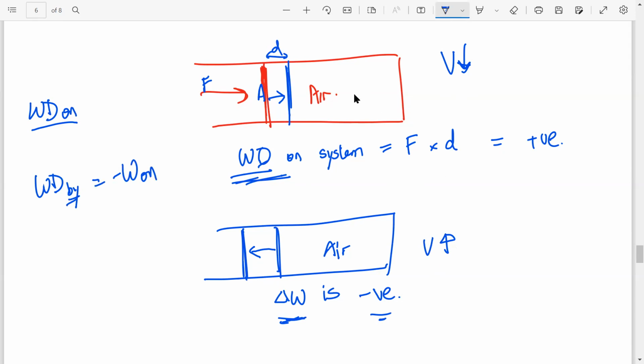Now let's consider that the pressure is constant. It must be large enough, of course. If it's too small, then it will change the pressure. But if pressure is constant, force is pressure times area. Pressure is force over area, and area times d is volume. So for constant pressure, the work done on a system can also be calculated as P delta V. Make sure it's a positive value if there's a decrease in volume.